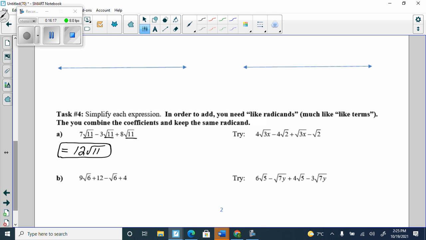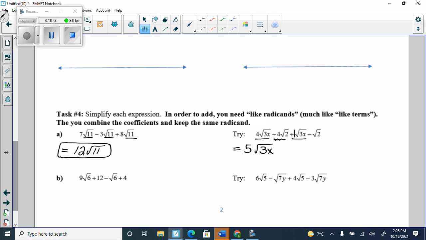The second, the tries. Can I put them all together? No. I have a root 3x and a root 3x. So it's a 1 root 3x and a 4 root 3x. Well, how many root 3x's do I have? 4 root 3x and 1 root 3x is? What's 4 plus 1, guys? 5 root 3x's.